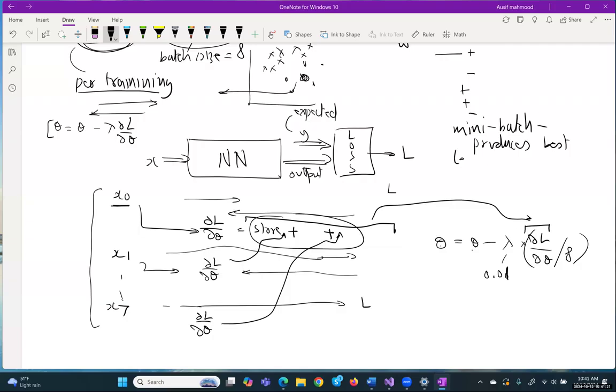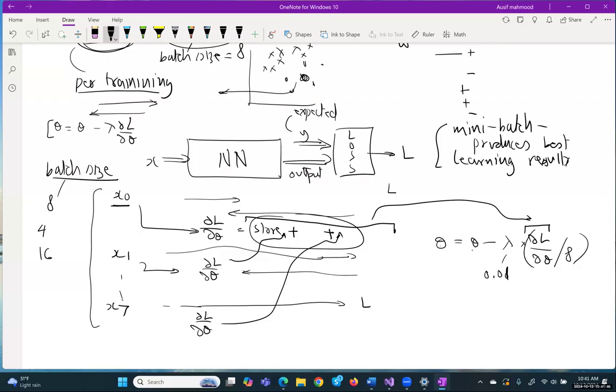Best learning results from training point of view. Okay, so then the question is, what is the batch size? Should it be 8, like I gave you in this example, or should it be 4? Should it be 16?